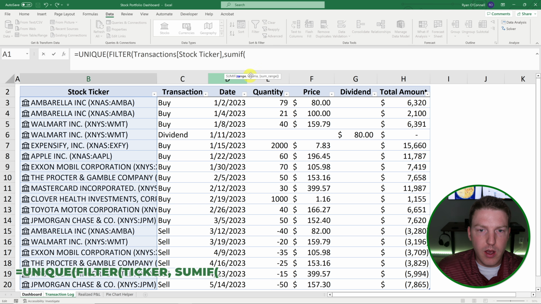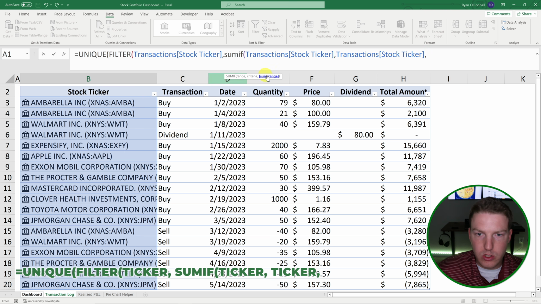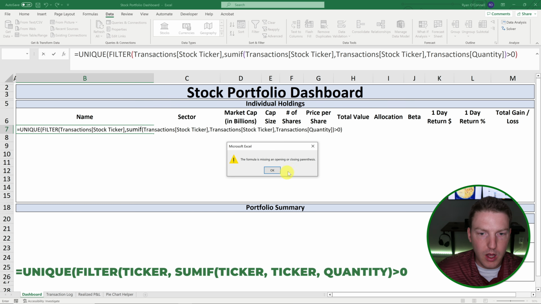So now we're going to sum based on these tickers, and the criteria again will be these tickers, and the range that we're summing is quantity. This is what tells us whether or not we have more than 0. And we want to just add a greater than 0 at the end here, and we can close this formula up.